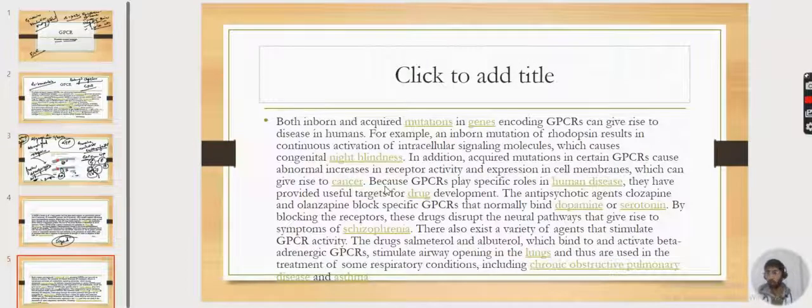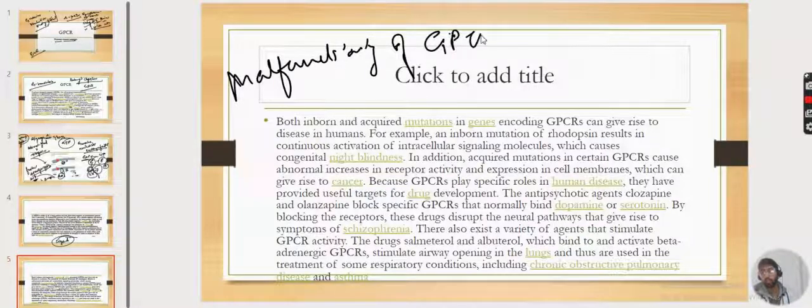Now, both inborn and acquired mutations in genes encoding GPCR can give rise to disease in humans. It is associated with malfunctioning of GPCR. Malfunctioning of G-protein coupled receptors could result in disease in humans. For example, a mutation of rhodopsin resulting in continuous activation of the intracellular signaling molecule causes congenital night blindness.